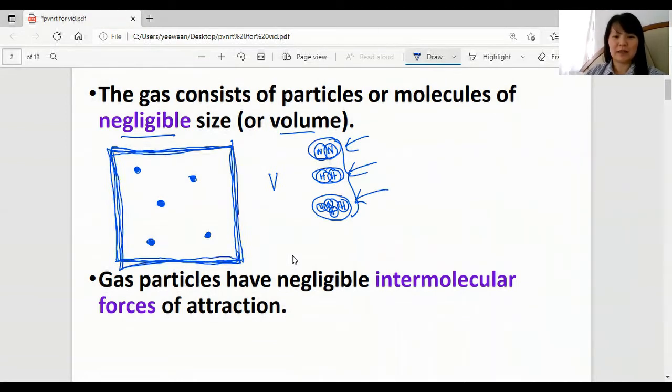At STP, this is available in your data booklet. 1 mole of any gas is going to occupy 22.7 dm³. This is from the IBDP data booklet.